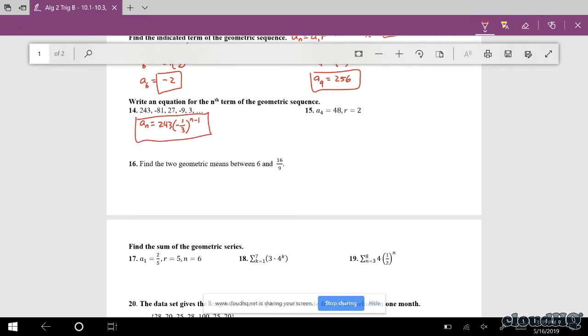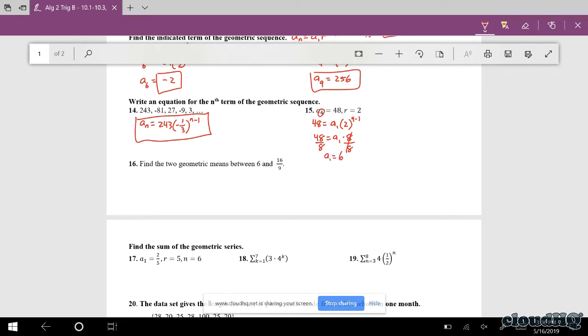Number 15, it doesn't tell me what the first term is, and I need to know the first term. So what we can do is plug 48 in for a sub n. We don't know the first term. We know that r is 2. That'd be to the power of n minus 1, and n is 4, so 4 minus 1, or just 3. So 2 to the 3rd is 8. So you can divide by 8. See that a sub 1, or the first term, has to be 6.